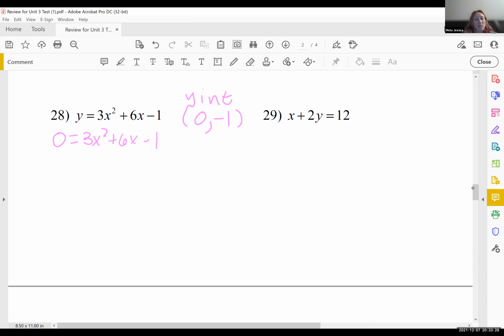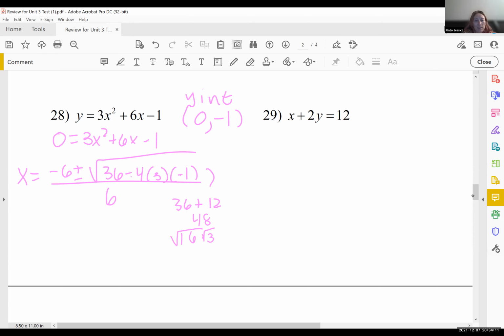So when I look at this, 3 and -1, my AC would be -3. That's not going to add to 6. So I'm going to use the quadratic formula. X is equal to -6 plus or minus the square root of 36 minus 4 times 3 times -1, all divided by 2 times 3, which is 6. All right, so the side work in here is 36, and it's going to change because of the 2 negatives to plus. 4 times 3 is 12, which is 48, which is 16 times 3. And the reason that matters is because the square root of 16 is 4.